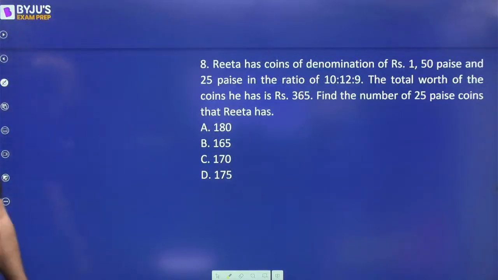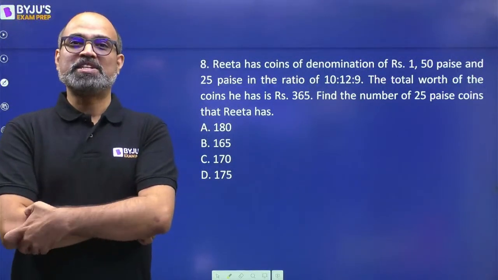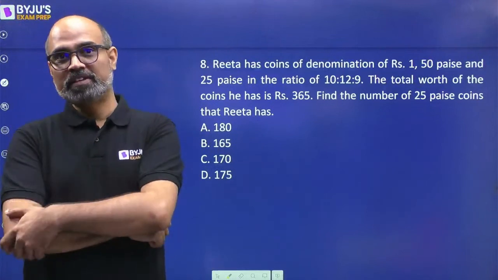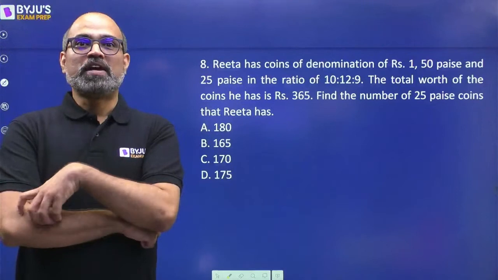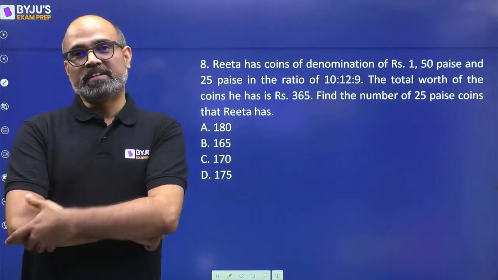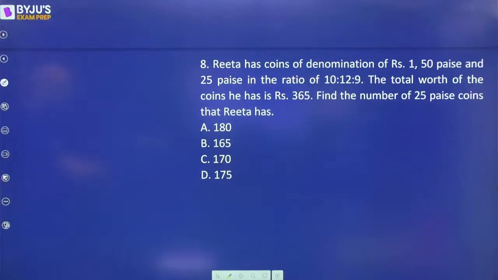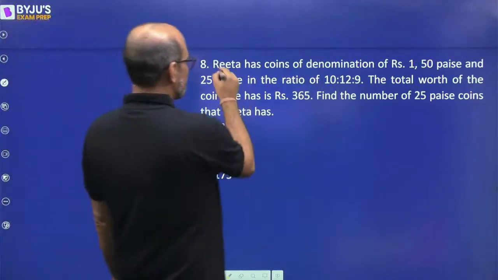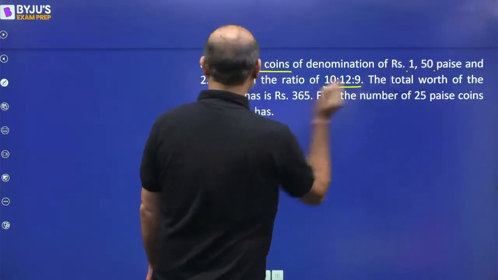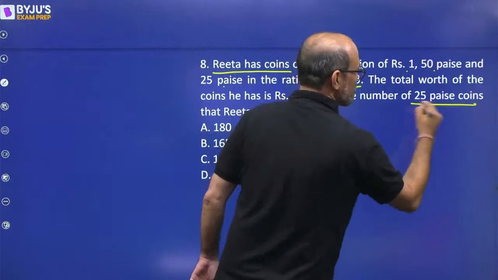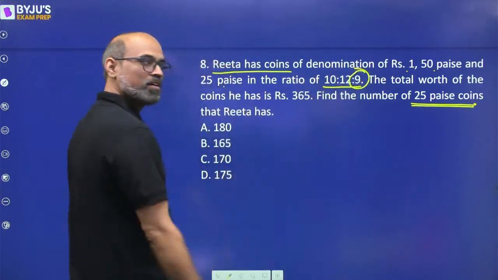Okay, next question. Rita has coins of denomination of rupees 1, 50 paise and 25 paise in the ratio 10, 12 and 9. The total worth of the coins he has is rupees 365. Find the number of 25 paise coins that Rita has. Rita has coins 10, 12 and 9, of 1 rupee, 50 paise and 25 paise, of which they are asking about the 25 paise coins. The 25 paise coins are this number.